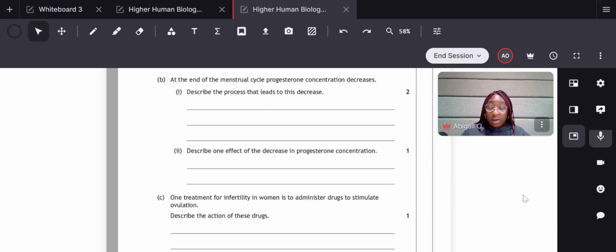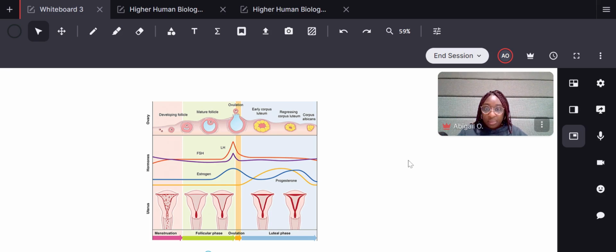So, part B, at the end of the menstrual cycle, progesterone concentration decreases. Describe the process that leads to this decrease. So, we're talking about the end of the menstrual cycle. Let's look at a little image here. So, we're really thinking about this section here. Okay, so we've done the first couple stages: menstruation, follicular phase, ovulation. Now we're thinking about this phase.